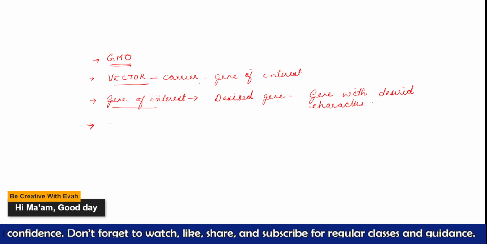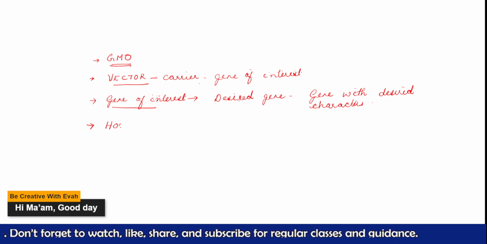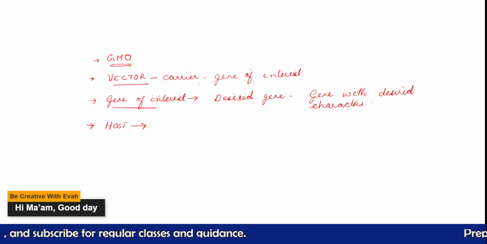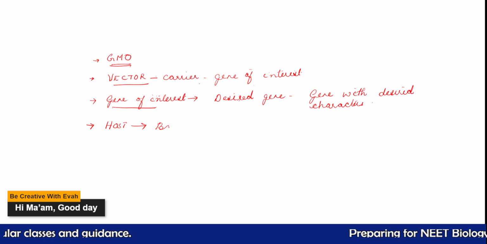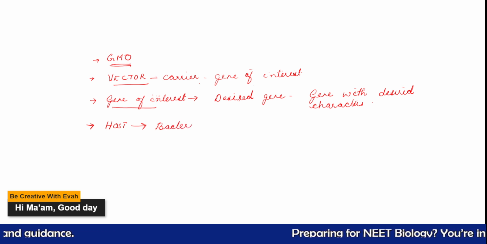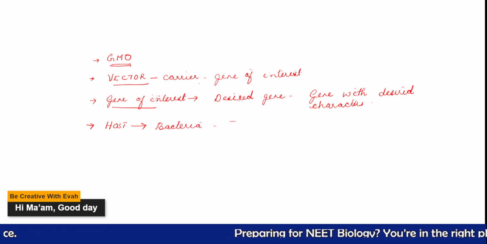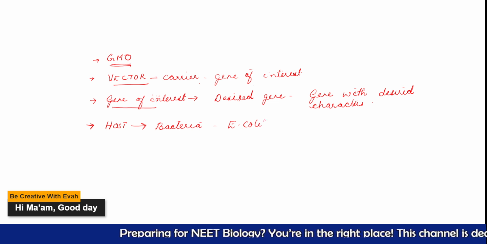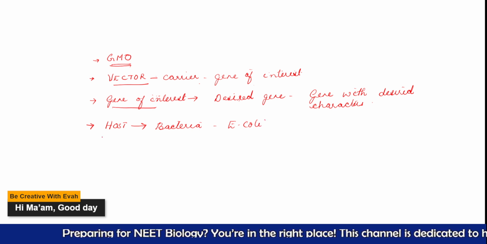Right? Another term is host organism. Host organisms are the organisms which carry the gene of interest. Okay, so organisms carry the gene of interest. For example, the bacterium E. coli, Escherichia coli, is an example of a host which carries a specific gene of interest.